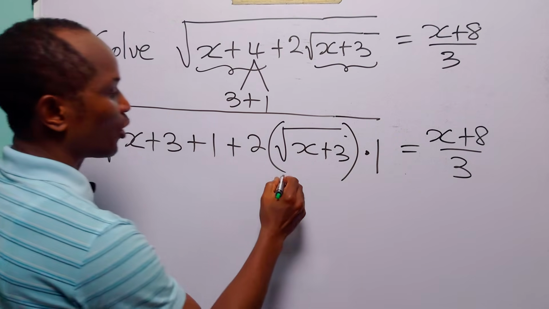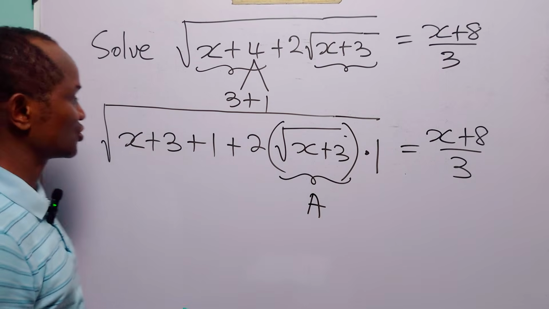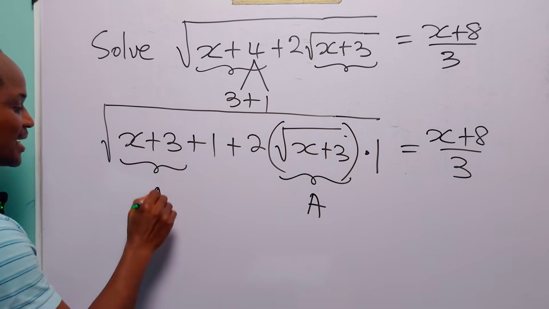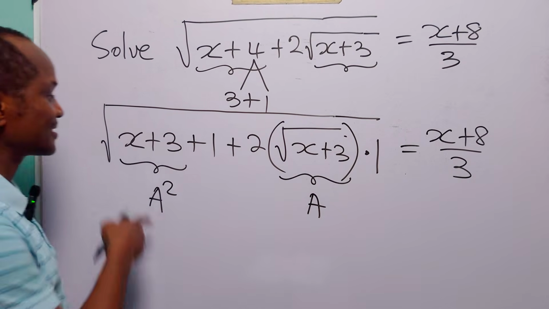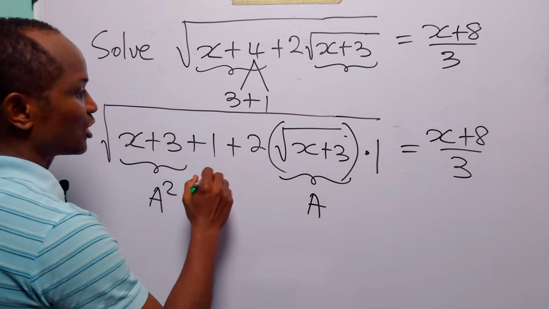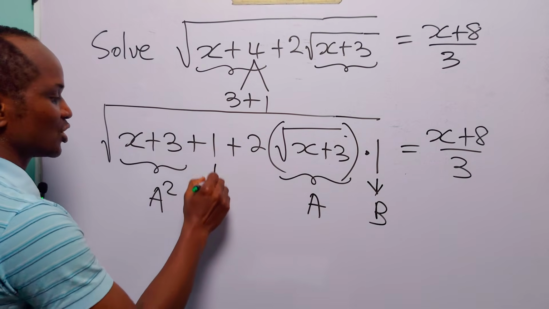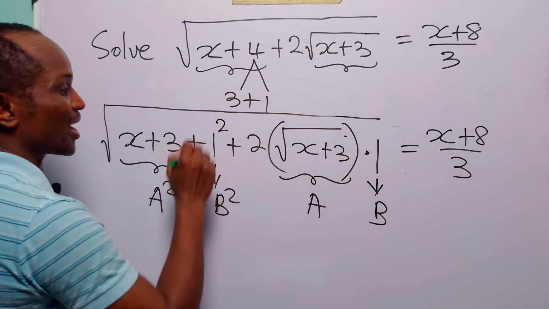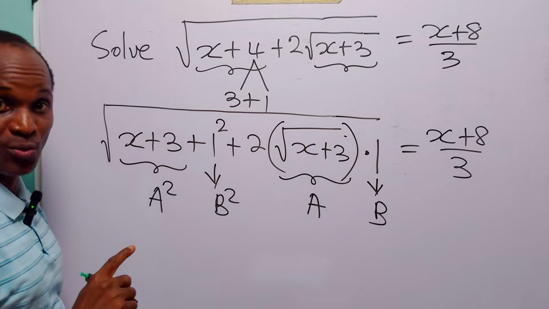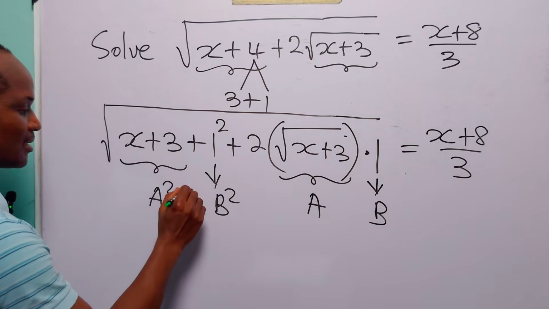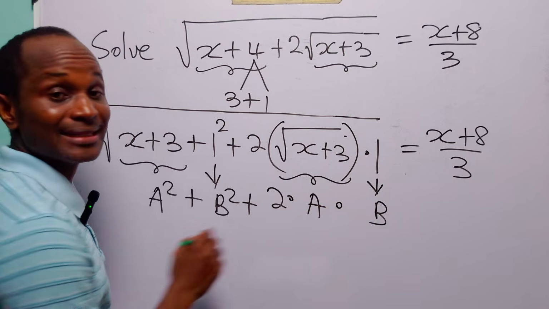Now, if we call the square root of x plus 3 a, then of course you know that x plus 3 is going to be a squared, because when you square the square root of x plus 3, you get x plus 3. Now, if we call 1 b, then this is going to be b squared, because 1 squared is equal to 1. Now, when you do this, you will see that under this large square root, what we have is a squared plus b squared plus 2 times a times b.